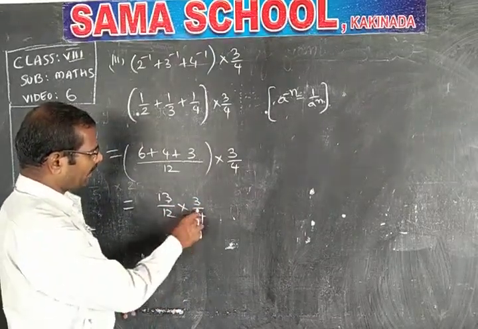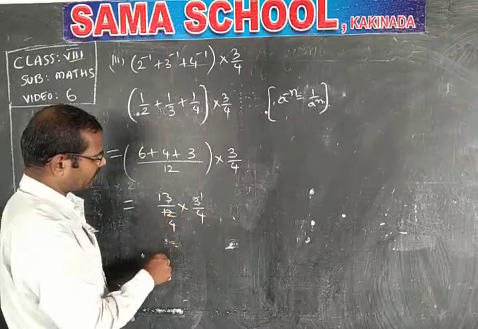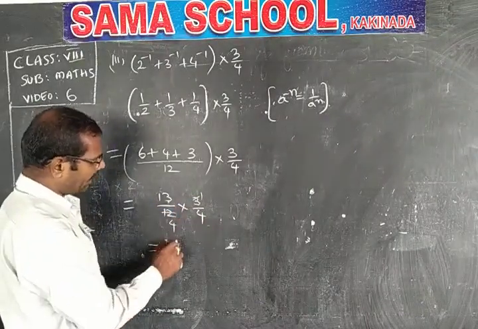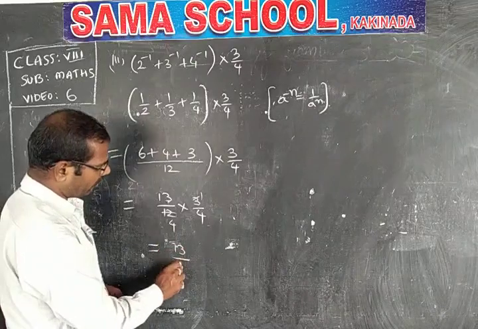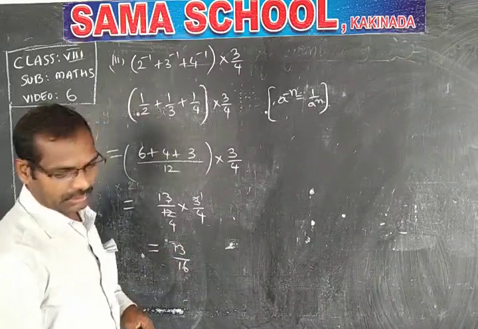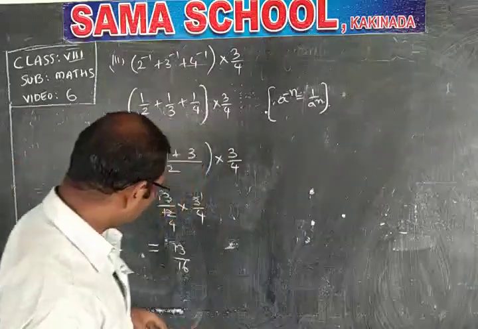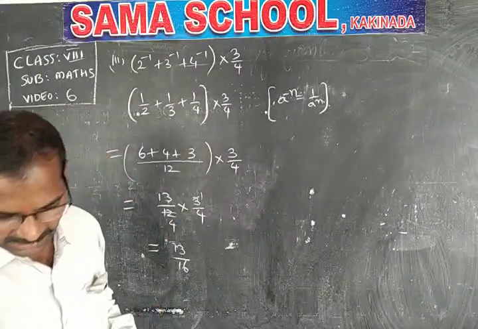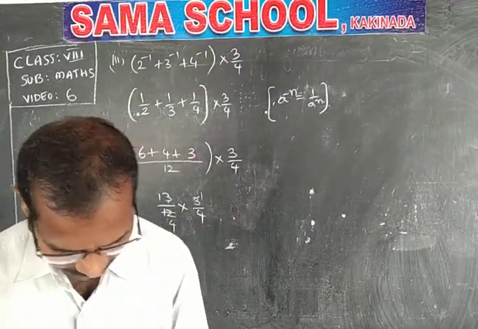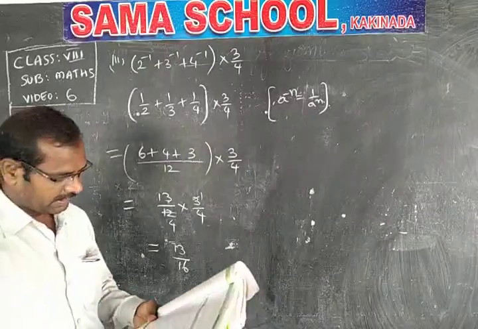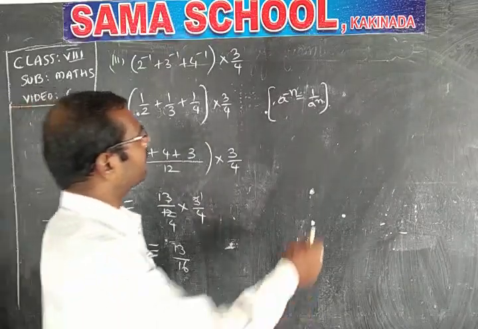Now here 3 cancels with 12, leaving 4. So finally 13 into 1 is 13 by 4 into 4, that is 16. So the answer is 13 by 16. The final answer is 13 by 16. Now let us see the fourth sum, which is a little bit different.